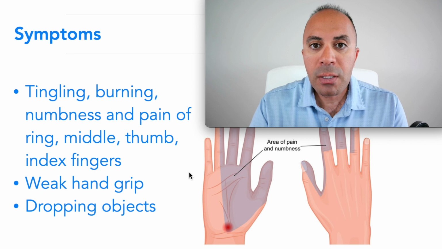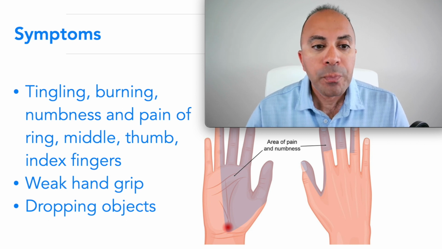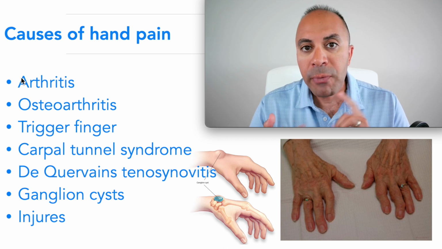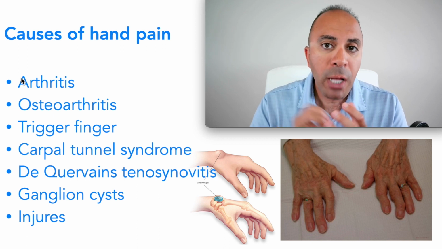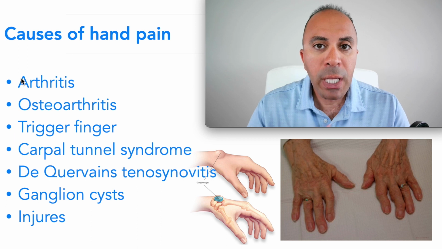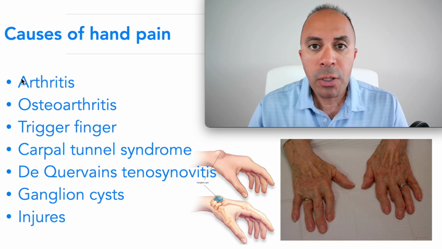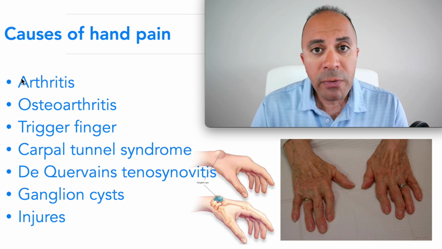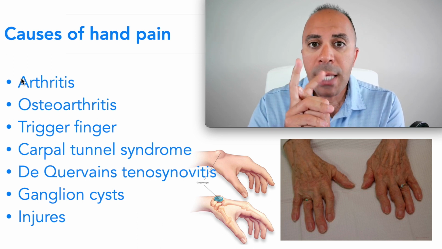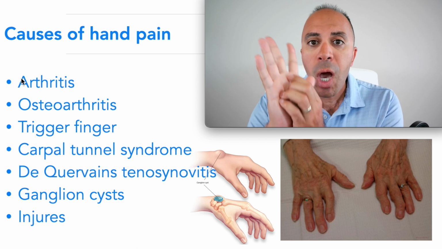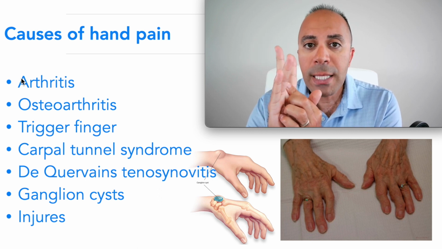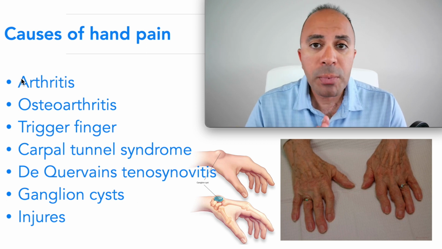So the causes of hand pain, it could be from arthritis, could be from osteoarthritis, and I have videos on each of these causes. You can check it out on my YouTube channel. One of the causes could be a trigger finger, so I have a video on that. That's inflammation and scarring in this area that causes your finger not to straighten. Check it out on my YouTube channel.